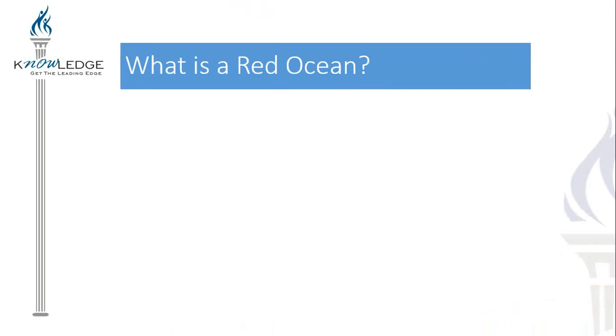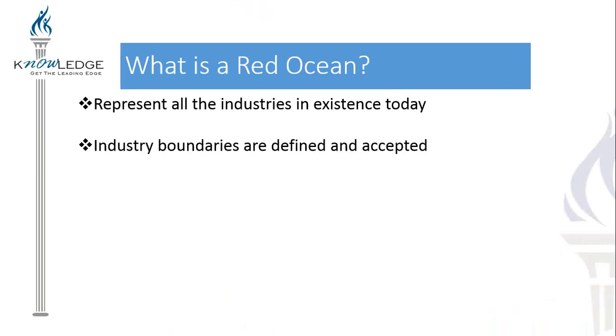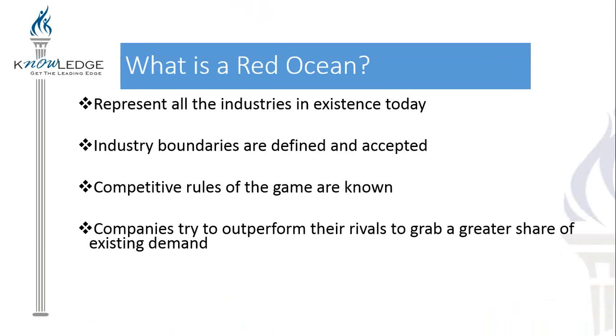But before we jump onto a blue ocean strategy, we should really ask ourselves what a red ocean is, or what is a red ocean strategy. A red ocean represents all industries in existence today. So if we are talking about industries that are present today, we are talking about red oceans. Industry boundaries are defined and accepted in a red ocean. So there are competitive rules of the game that are already known to the market players.